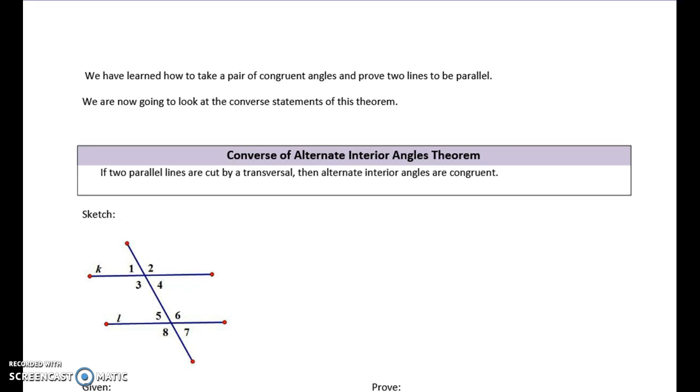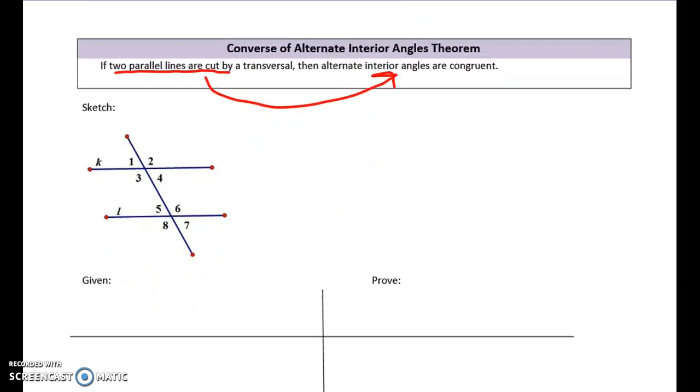Now we're going to do the converse of the alternate interior angles theorem. So we just proved how to take a pair of congruent angles and prove lines to be parallel. Now we're going to go backwards. We're going to start with two parallel lines and we're going to prove that their angles are congruent. So this is the reverse of the previous statement.